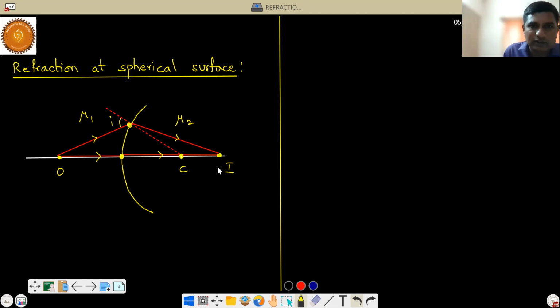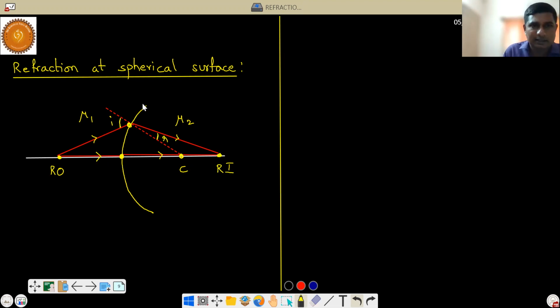These two rays are actually meeting, so it's called a real image, and this is called a real object. This is the incident ray, this is the refracted ray, this is the angle of incidence, and this is the angle of refraction. The ratio of these two angles is called the refractive index, which is Snell's law. I'll tell that afterwards. Right now, Snell's law is not required.